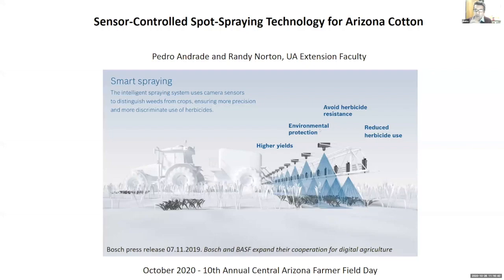I agree 100%. Because if we compare this to a uniform application, yields are not going to be affected. But what is being improved is our margin of profits, as we have a more economical system to spray herbicide.